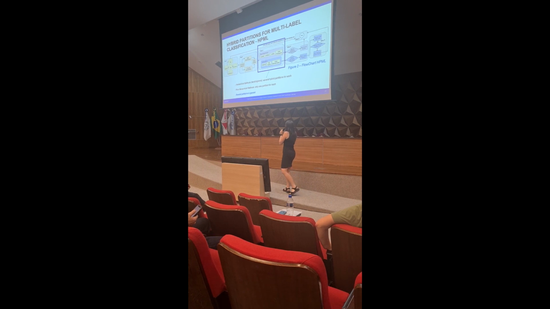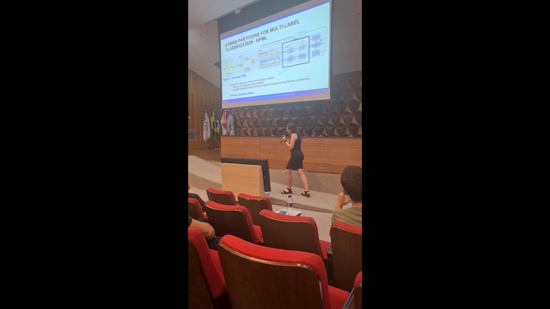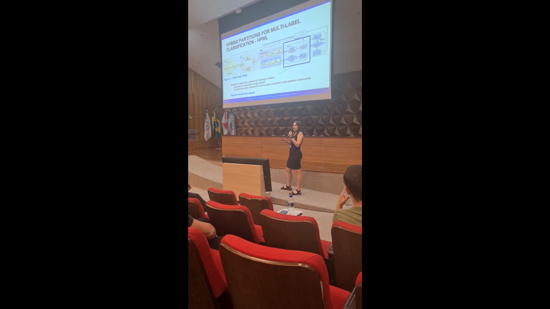So at the end of step 3, we have several partitions, and then in step 4, we choose one of those hierarchical and non-hierarchical community detection methods to generate the hybrid partitions. And for that, we choose the one with the highest modularity. Also in step 4, we build the corresponding data sets for each partition generated.